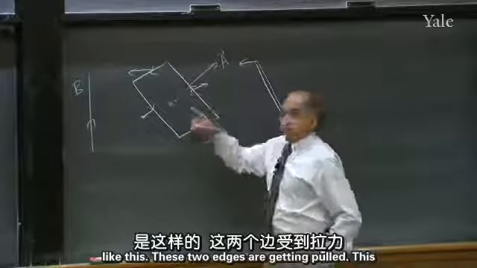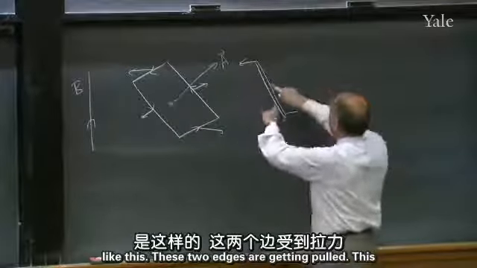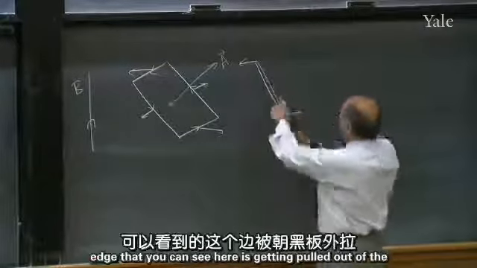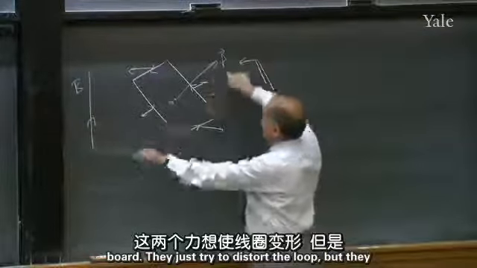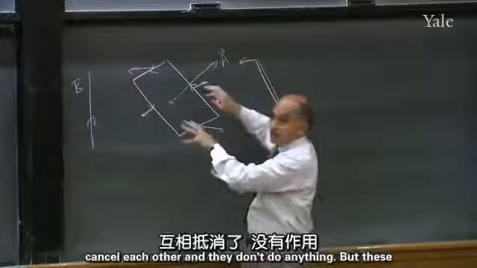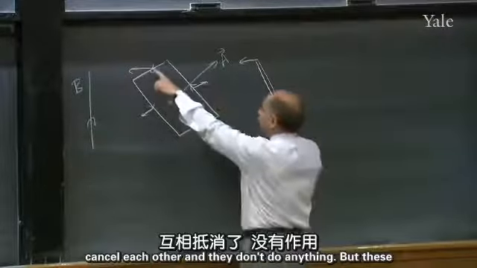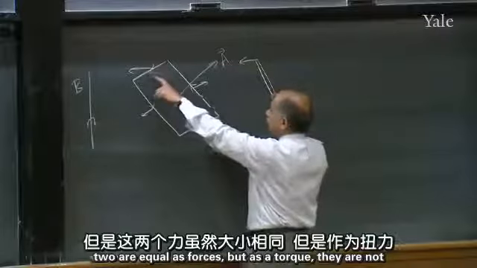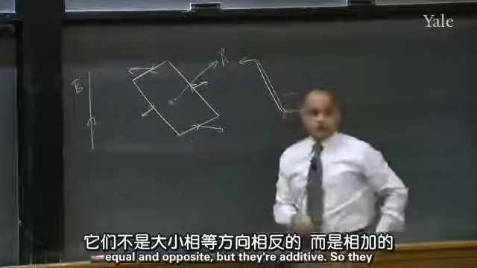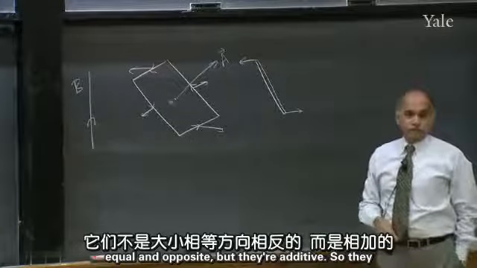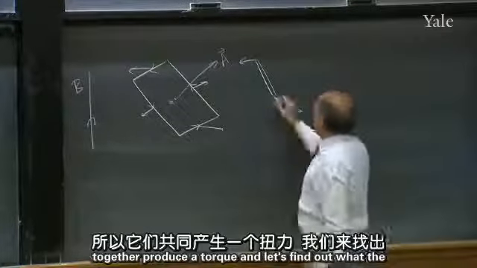These two edges are getting pulled. This edge that you can see here is getting pulled out of the board. The other one is getting pulled away from the board. They just try to distort the loop, but they cancel each other and don't do anything. But these two are equal as forces, but as a torque they are not equal and opposite, they are additive. So together they produce a torque.